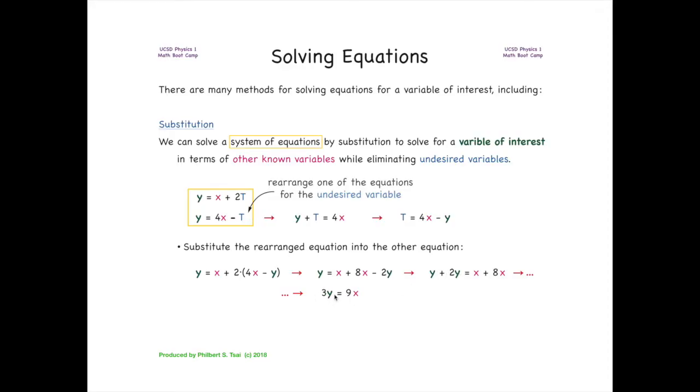Y plus 2y is 3y. X plus 8x is 9x. And then dividing both sides by 3, we end up with our solution, y is equal to 3x, where we now have our variable of interest in terms of our known variable, and we've eliminated the unknown variable, the undesired unknown variable.